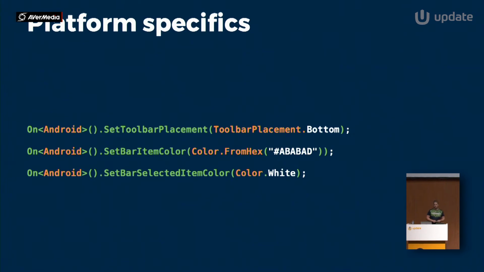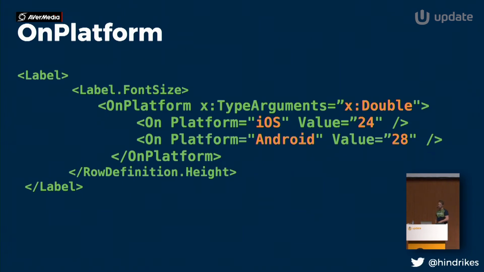And one other thing that we can use in our XAML to make things different on different platforms is just to use the OnPlatform element. So for example, we can have different font size on iOS and Android just by using this in our XAML.